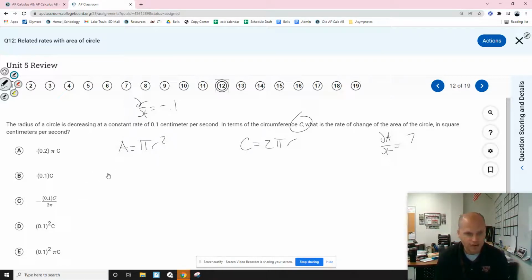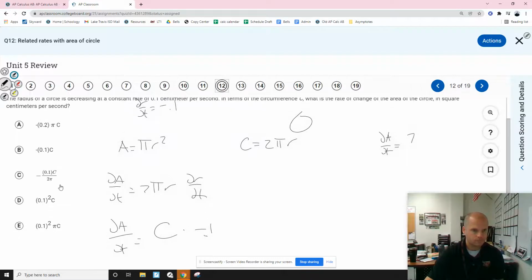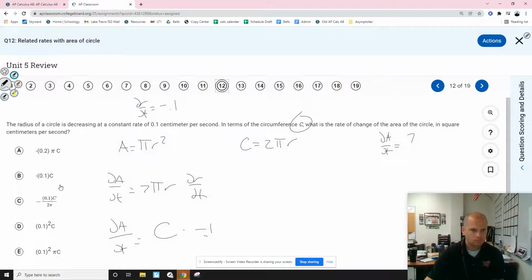If you take the derivative of the area, you get dA dt equals 2 pi r dr dt. 2 pi r is just c. dA dt equals c times negative 0.1. What is the rate of change of the area? This is it. Oh, there it is. Negative 0.1 c. Boom. All right. Good.